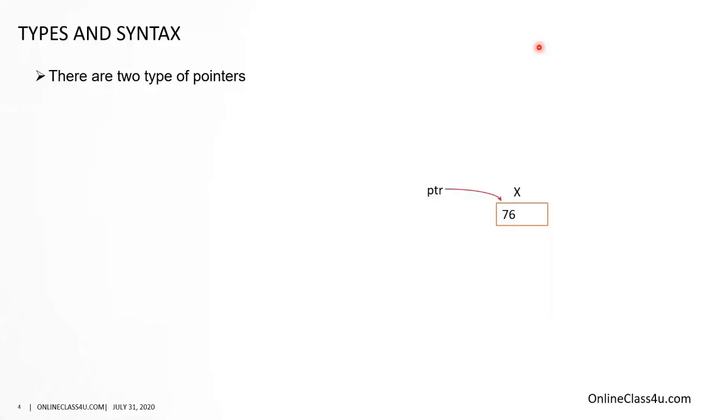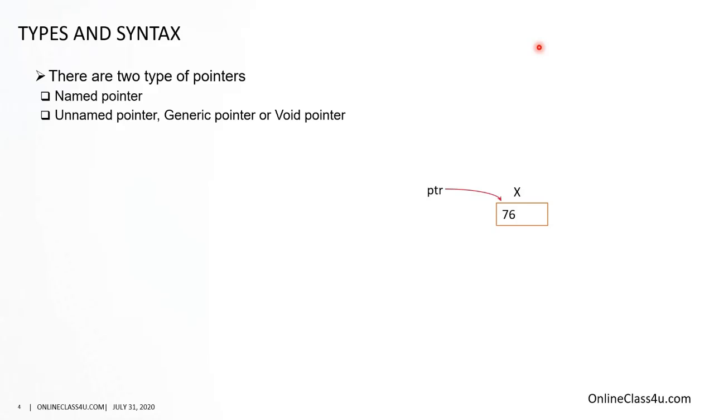In this slide, let's discuss the syntax and types of various pointers. What kind of different types of pointers are there? There are mainly 2 types of pointer. One is the named pointer and another is the unnamed pointer or generic pointer, but commonly we know this pointer as the void pointer.